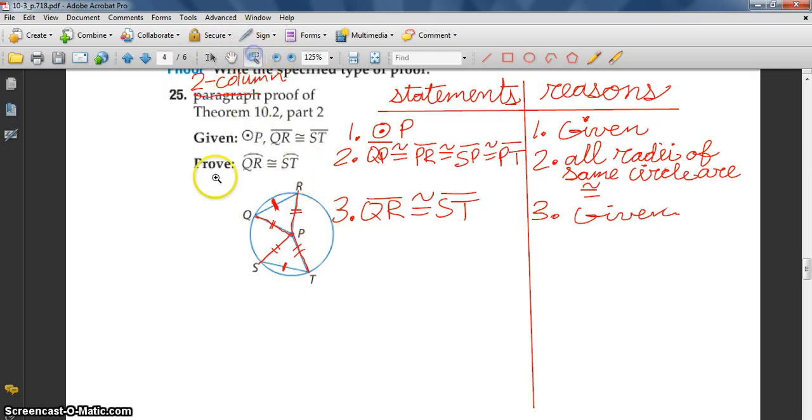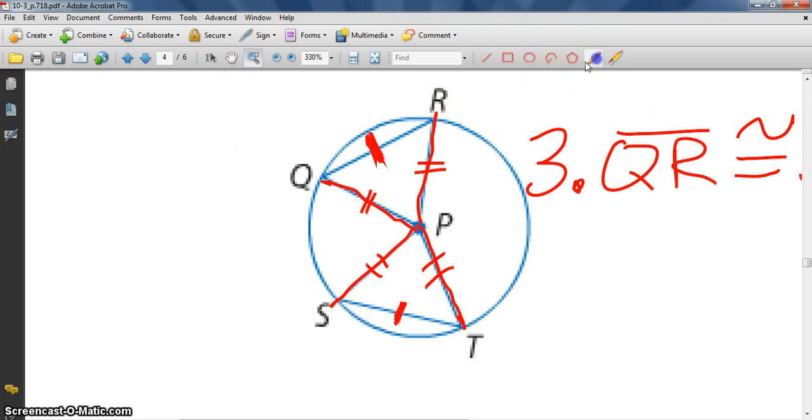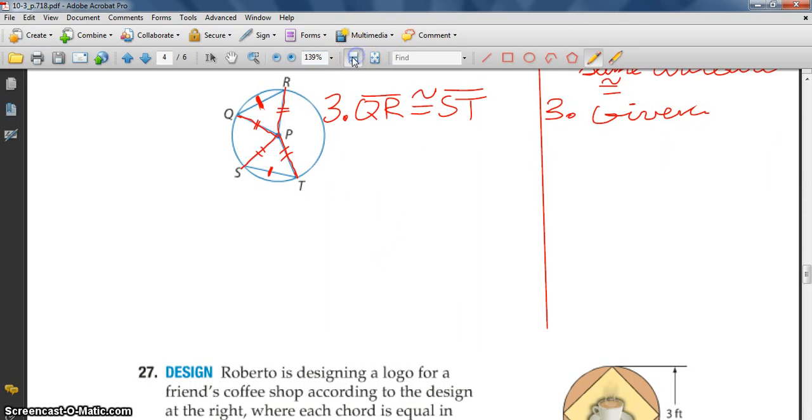Alright, so what do we have here in our diagram so far? We have two triangles, QPR and SPT, that are congruent because all three sides of this triangle are congruent to all three sides of this triangle. So by side, side, side, these two triangles are congruent.